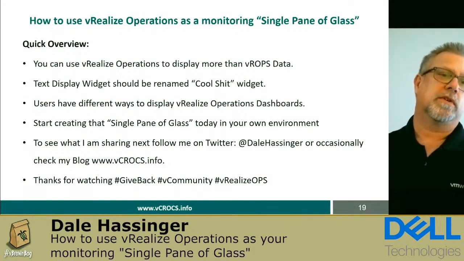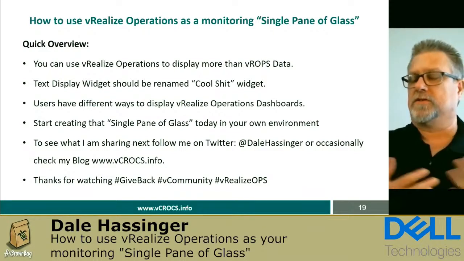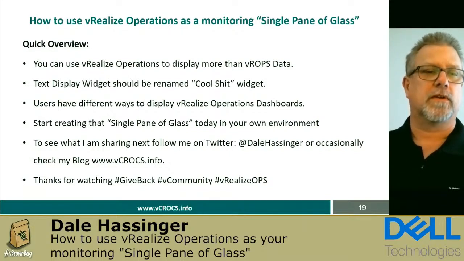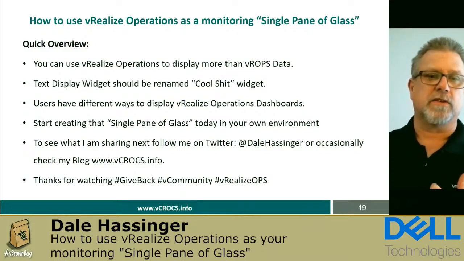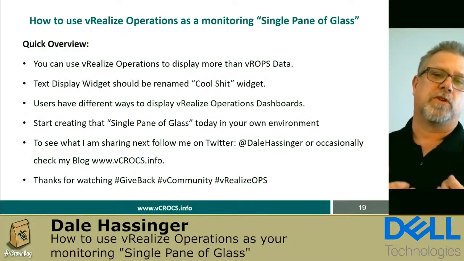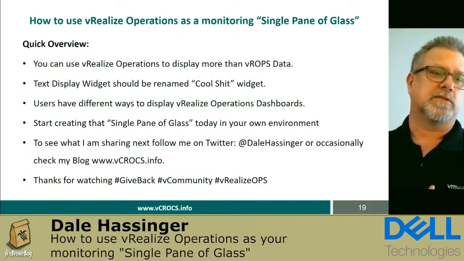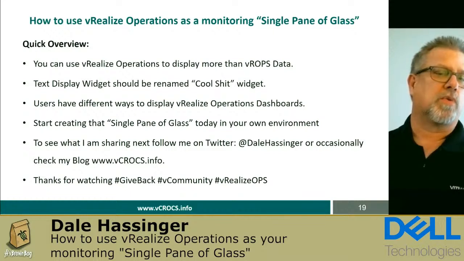So, quick overview. Just think of VROPS as a place for that single pane of glass that can display more than what it's collecting from vCenter. With the text display widget, just think outside of the box. I really think they should rename it the cool stuff widget, because if you can display weather and websites that you create internally, it's a really good widget. And then all the different ways that you can display the dashboards to users, it's whatever works best in your environment. So I hope you go out and start creating your own single pane of glass.